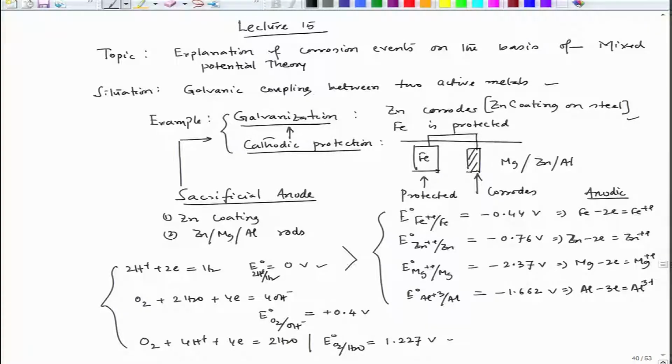Now that is what we are saying, galvanic coupling between two active metals. This zinc individually is active, iron individually is active. So when we combine them, what would happen? That is the main discussion point for today's lecture.